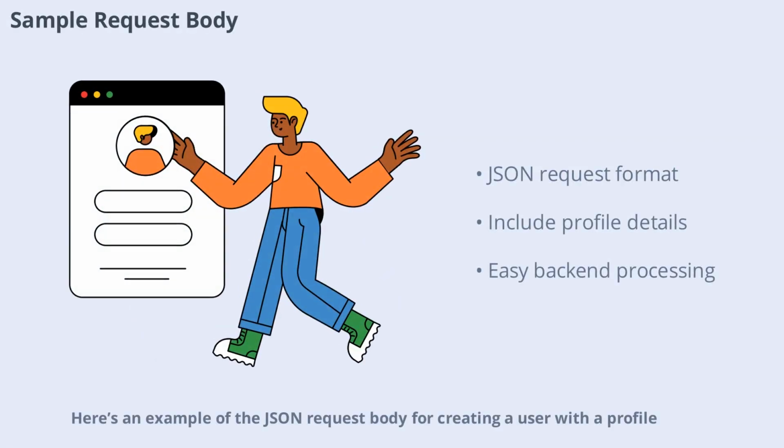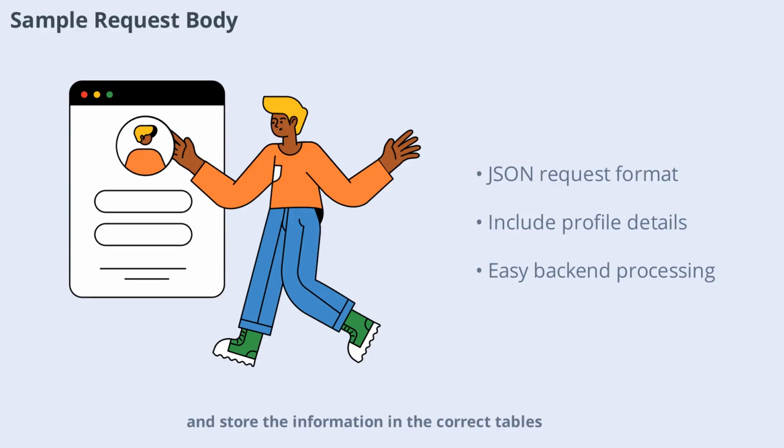Here's an example of the JSON request body for creating a user with a profile. Name: John Doe, profile: phoneNumber: 123-456-789, address: 123 Main St. This structure ensures that both user and profile data are sent together, making it easy for the backend to process and store the information in the correct tables.